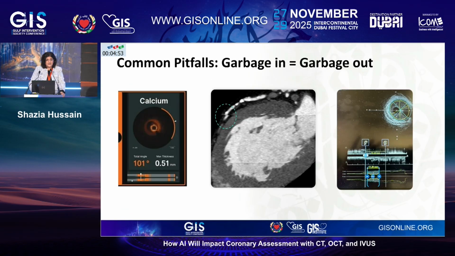extensive. And the reason for that is because there are pitfalls to AI interpretation. And without knowing those, we're going to potentially do harm to our patients. So if you look at that OCT image, what it's suggesting is that there's calcium there that's 101 degrees with thickness of 51 millimeters. For those who do OCT, you know that's not true because there's inadequate clearance and therefore it's actually very difficult to interpret those images. And you can't make any interpretation. So you need to know which images you can interpret and which you can't.